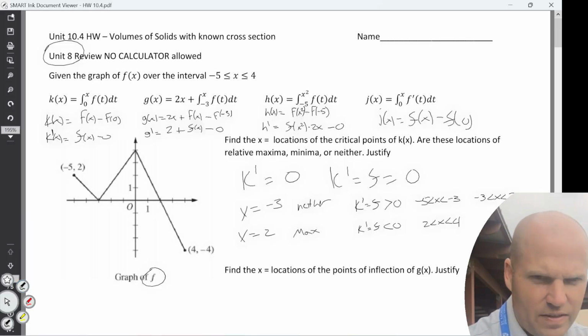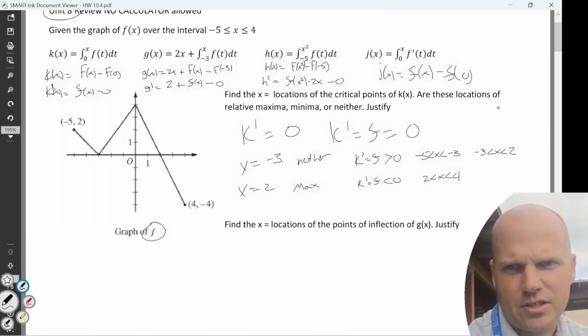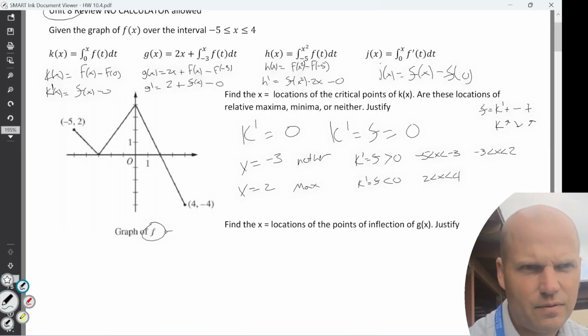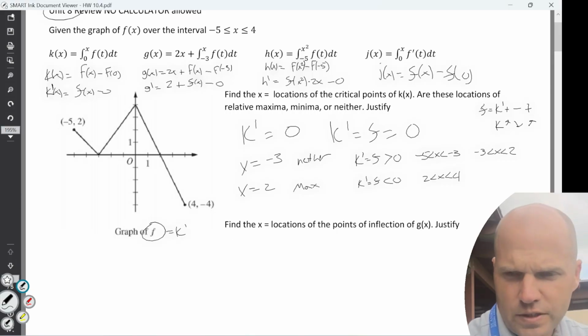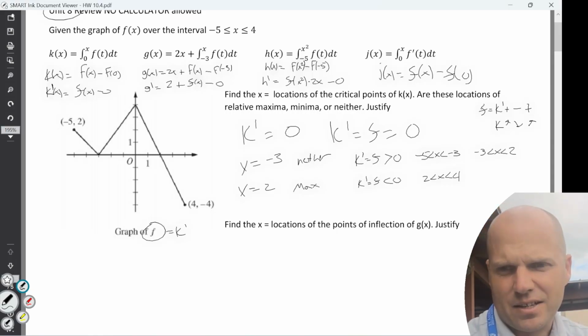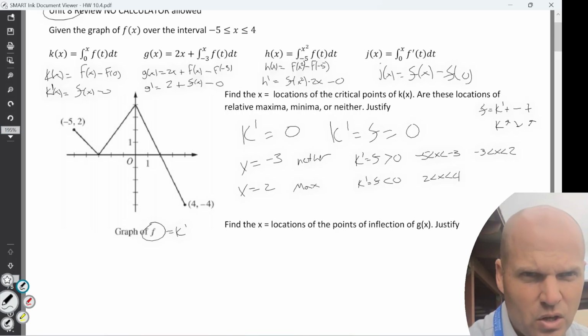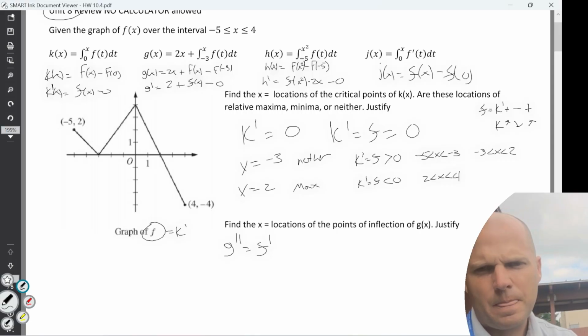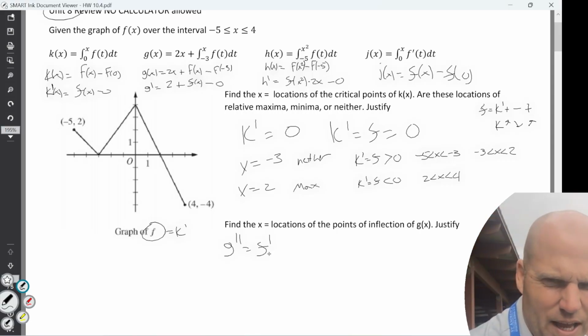Cool. Find the x locations of points of inflection. And how did I answer this? I'm talking about looking about k going up or down. That's looking at k prime, positive, negative, positive. K prime equals f. This is the graph of k prime. Points of inflection is when g's concavity changes. G's concavity is changing when g prime's direction changes. It's got a max or min. G double prime is positive or negative. We see g prime is equal to 2 plus f. G double prime equals f prime. Okay, I want to figure out when f prime's direction changes.